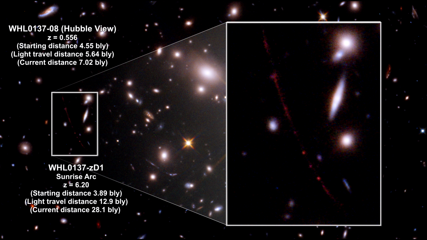The galaxy was only 3.9 billion light years away from the Milky Way when the light we see started its journey. The light traveled 12.9 billion light years to get here, and it is currently 28 billion light years away, receding faster than the speed of light and beyond the visible horizon. No light leaving that galaxy now will ever reach the Milky Way.